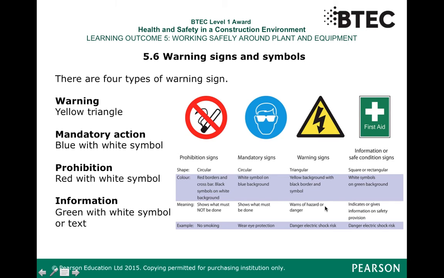Then you've got the warning sign here, this triangle. It's a triangle that has a yellow background with black borders and a black symbol, and it warns you of a hazard or danger. It tells you that there's a danger of electric shock. And then you've got this one, which is square or rectangular, in this case rectangular. It's got white symbols on a green background, and it gives information on safety provision, and it says here that there is, obviously, first aid.